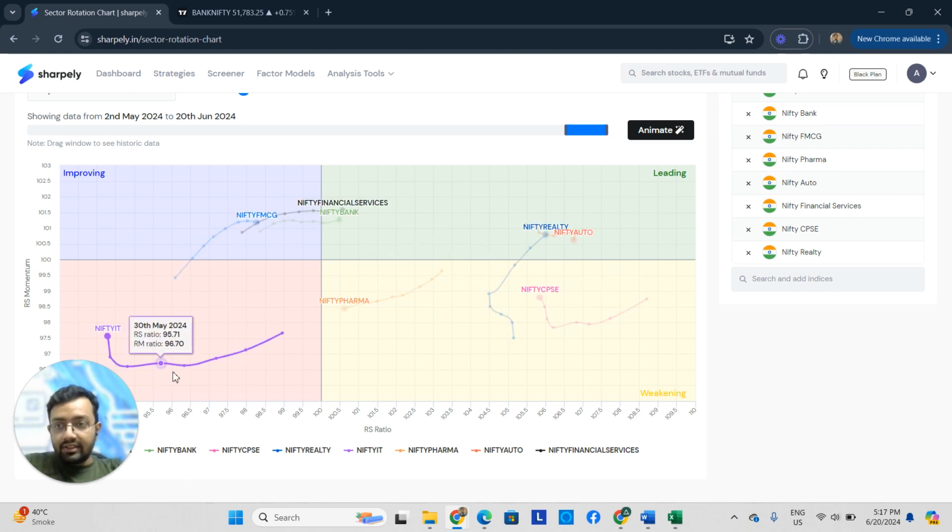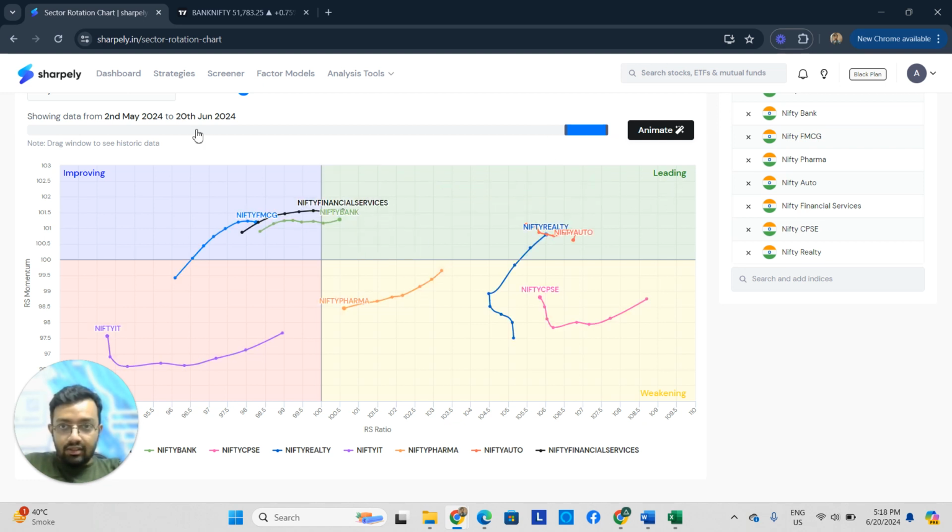The third quadrant is the lagging quadrant where we have indices with weak relative strength and weak momentum. And in improving, we have stocks with weak relative strength, but the momentum is improving. So the first sign of some institution entering, or the index or stock showing some initial signs of strength. So as you can see, right now we have Nifty Bank in the leading quadrant, right?